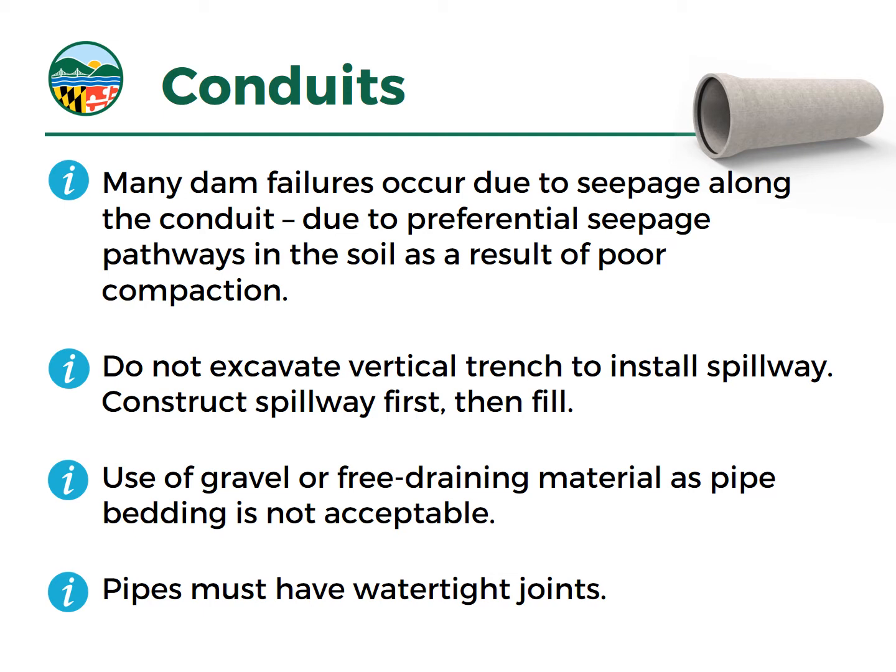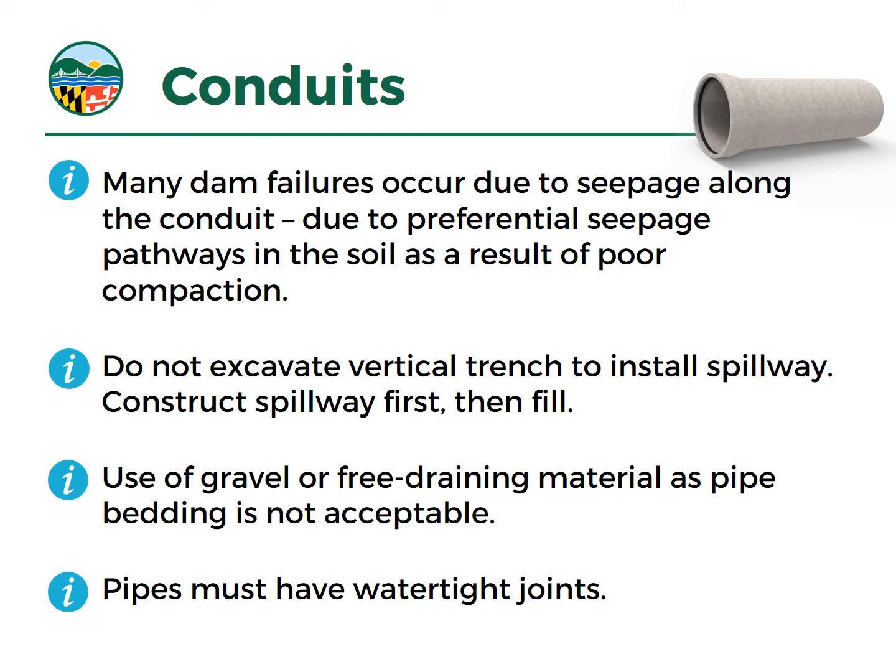We've seen a lot of things where utility crews will come in and put these spillway pipes together. They'll put down lintels and gravel as a subgrade and then put the pipes in and head off the site. And that's not the best idea. That gravel or free draining material as bedding is, again, going to be a preferential seepage pathway that we want to avoid. So we would strongly advise against that. A mud mat is something that can be used if needed, or having it in a concrete cradle if it's a rigid pipe. Pipes definitely need to have watertight joints.